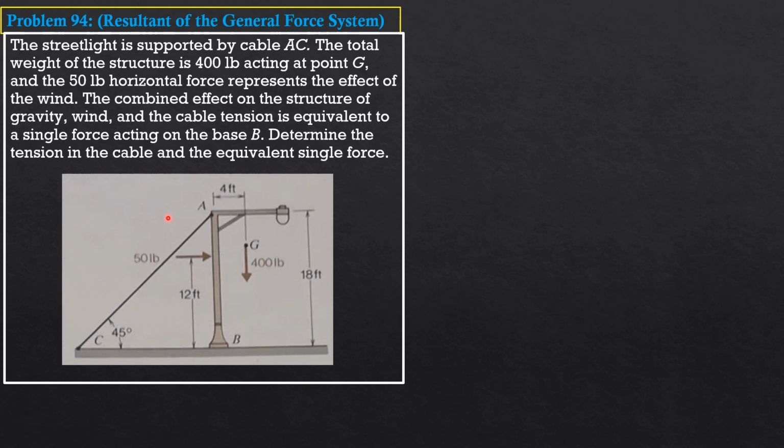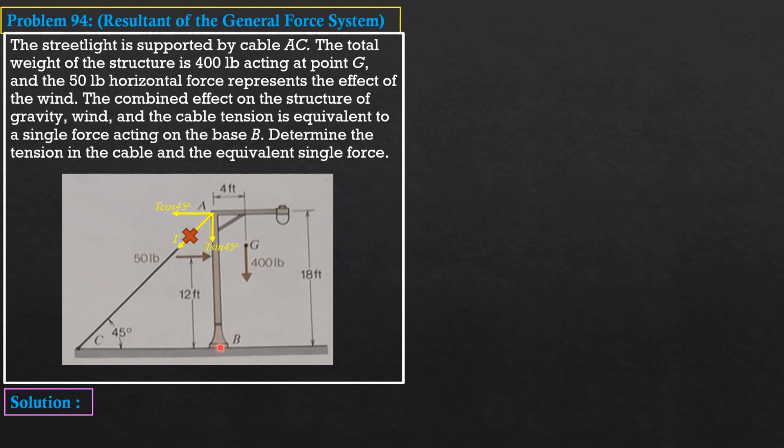So here is the figure, and the effect of this system is a single force at B. But before that, let's solve for the tension. Since the effect of the system is a single force acting at B, we sum up moments about B. Let's denote the tension as T and resolve it into its components. T cosine 45, because this is also 45 degrees, and going down, the vertical component is T sine of 45 degrees.